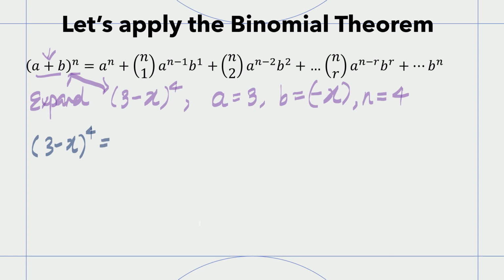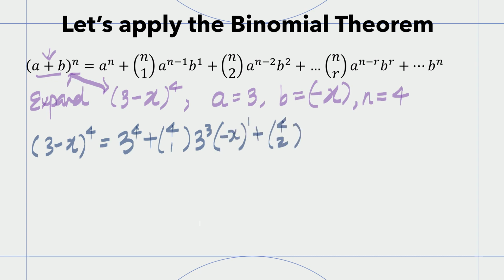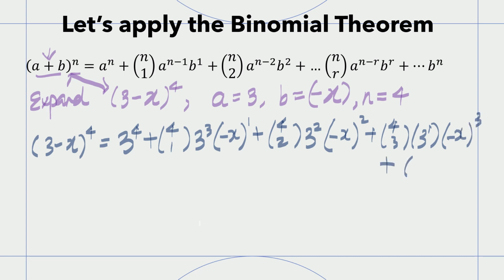Right, so the first term will be a to the power n, which is 3 to the power of 4, followed by 4C1. 3 to the power of 4 minus 1 is 3, bracket negative x to the power of 1, plus 4C2. 3 to the power of 2, bracket negative x to the power of 2, plus 4C3. 3 to the power of 1, bracket negative x to the power of 3. Your last term will be bracket negative x to the power of 4. So you should have 5 terms. So let's check. 1, 2, 3, 4, 5. Yes, correct. Okay, let's go on.